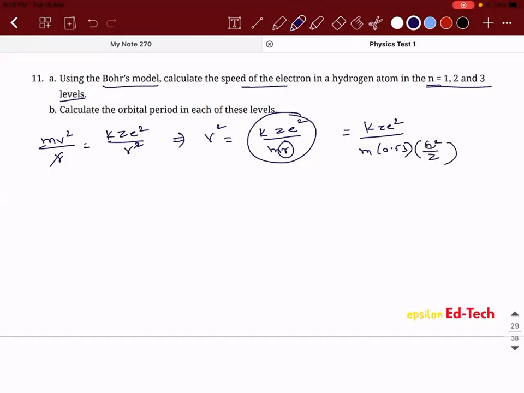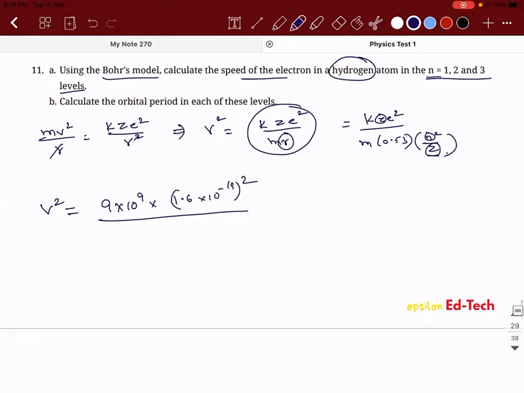But here, n you need to put 1, 2, and 3, and they told about hydrogen atom. So for hydrogen atom Z is equal to 1. Okay, here also Z equal to 1. So v square will be equal to k, which is 9 into 10 power 9, into the charge of the electron, 1.6 into 10 power minus 19, the whole square, divided by mass of the electron, 9.1 into 10 power minus 31, into 0.53 into n square, and this is in terms of angstrom. So 0.53 you can write as 0.53 into 10 power minus 10, into n square.